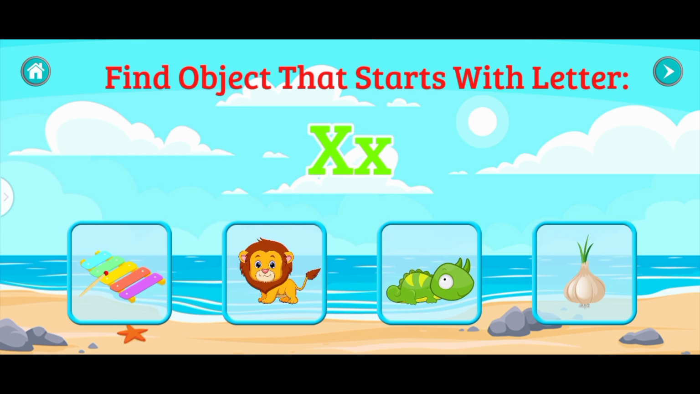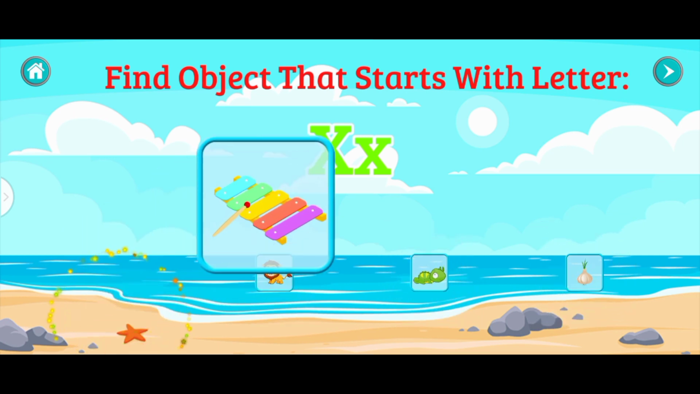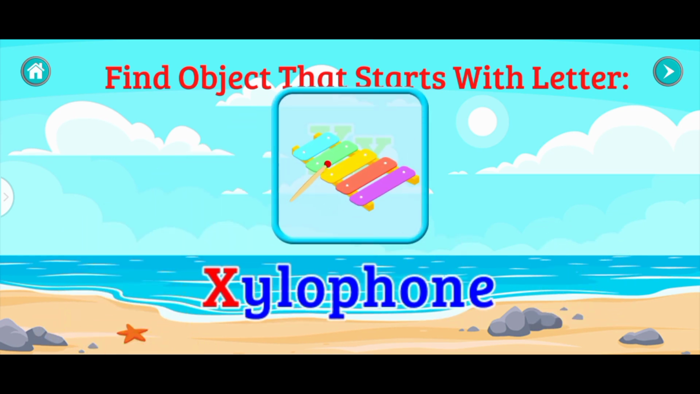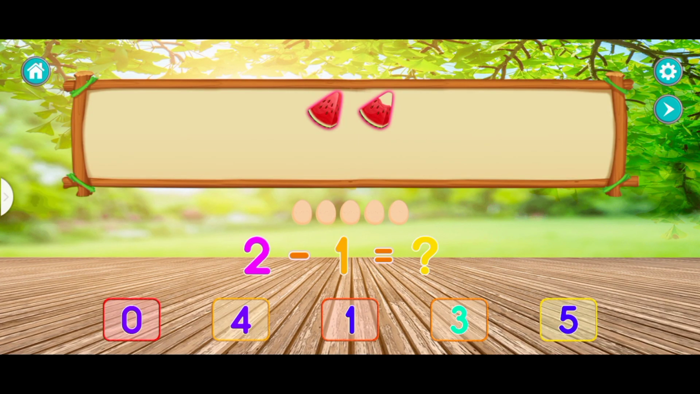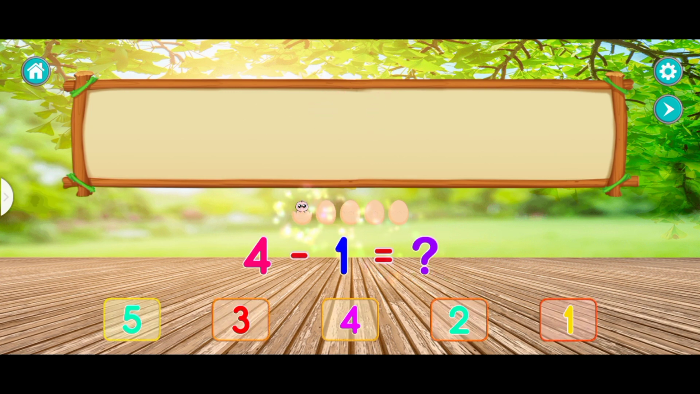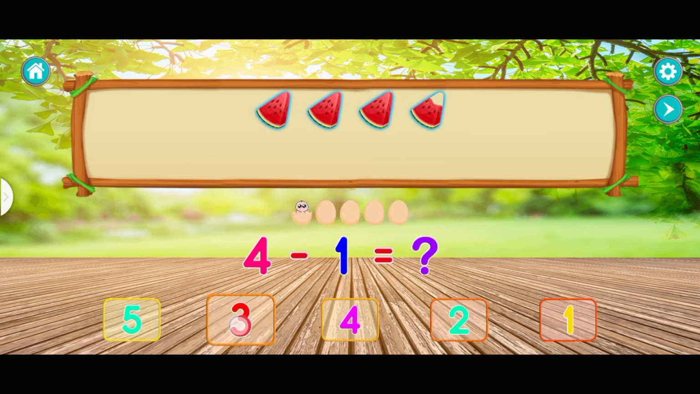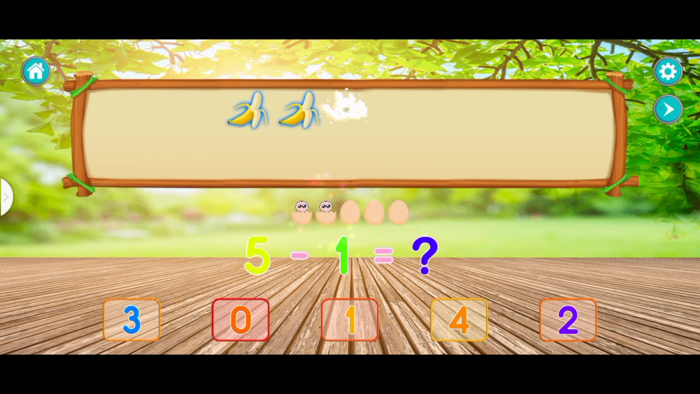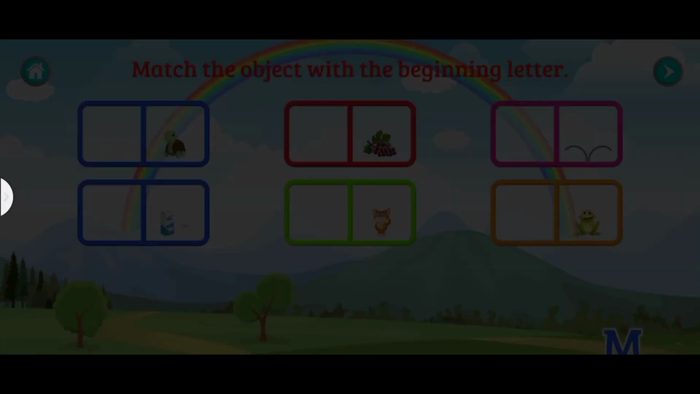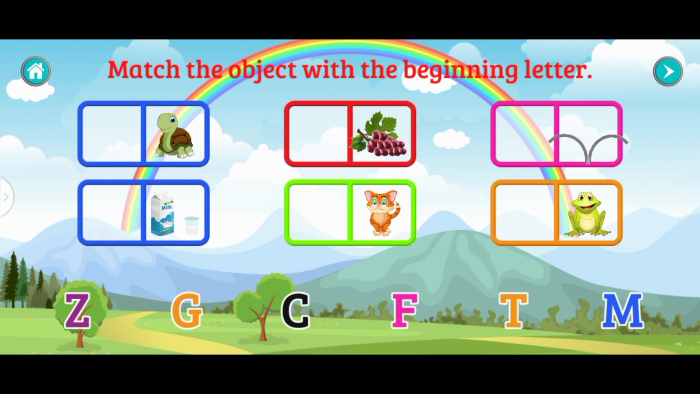Object that starts with letter X, Xylophone. Great. Xylophone. 2 minus 1 equals 1. Great. 4 minus 1 equals 3. Fantastic. 5 minus 1. Match the objects with their beginning letters.